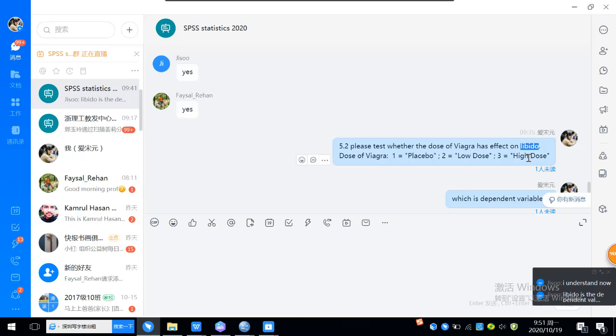The dose of Viagra is the factor. Okay, sometimes the question is, please test whether the type of tea has effect on weight loss, for example. And we use type 1 tea, type 2 tea, type 3 tea. Then here, the type of tea is the factor. The weight loss is the dependent variable.